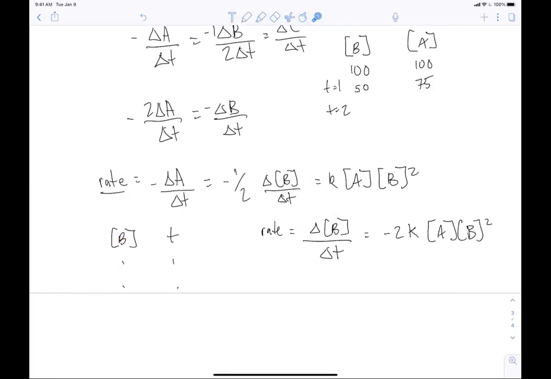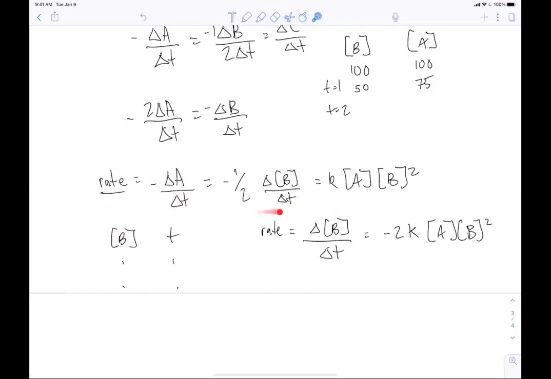If you're asked, from a problem solving perspective, because I'm doing a poor job of explaining this conceptually, if they ask you for the rate equation for something in particular, like A or B, then you start by writing out the relationship between the rates. Like what we did here, we said delta A over delta T is going to be equal to half of delta B over delta T.